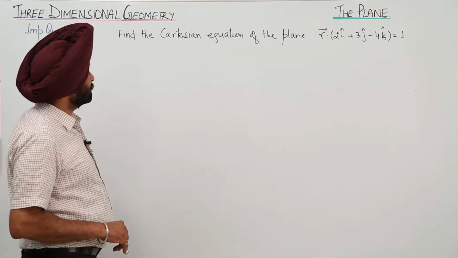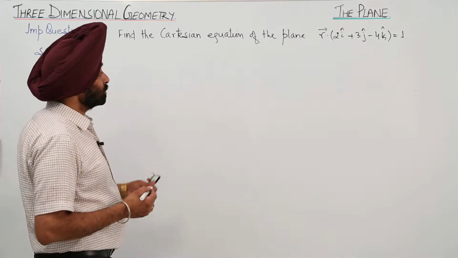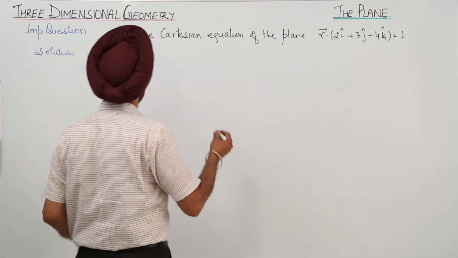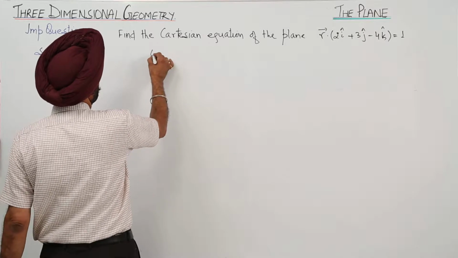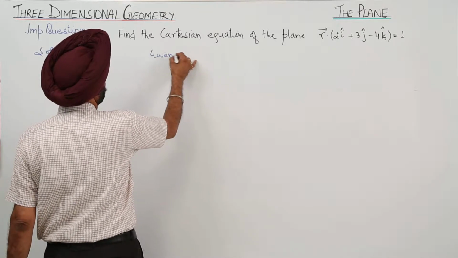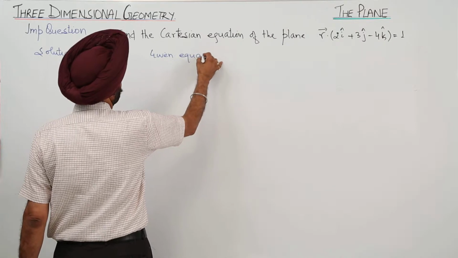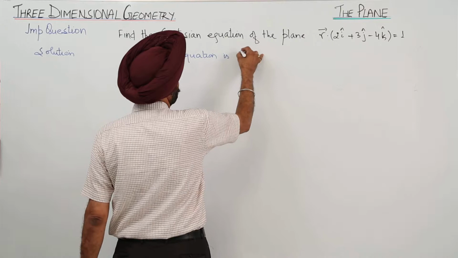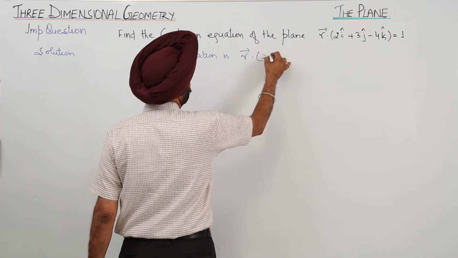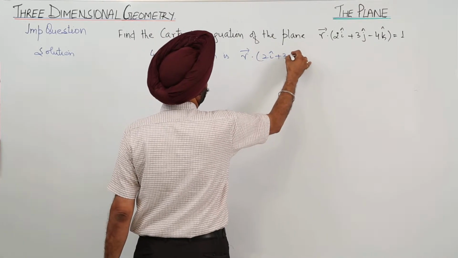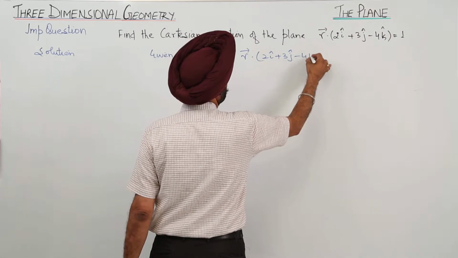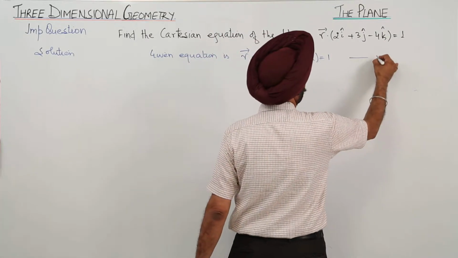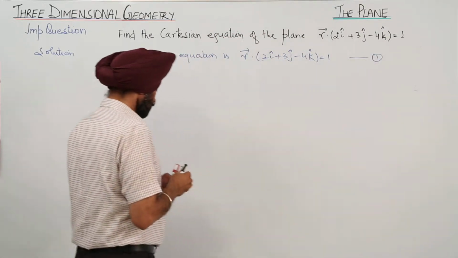Now find the Cartesian equation of the plane. Now the equation is in the vector form and we have to convert it in the Cartesian form. Now the given equation is vector r dot 2i cap plus 3j cap minus 4k cap is equal to 1. Equation 1.